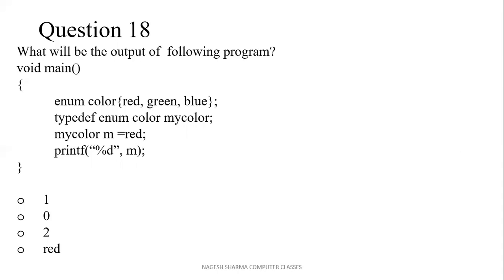Now you have used the typedef statement. Typedef is used to assign some new name to your defined enumerated data types. So this declared data type enum color will be used with the name my color also. You can either use enum color or use my color after that. So my color m equal to red will store the value 0, because red is the naming constant that is equivalent to integer constant 0. After that, if you print the value of m, it will display 0.